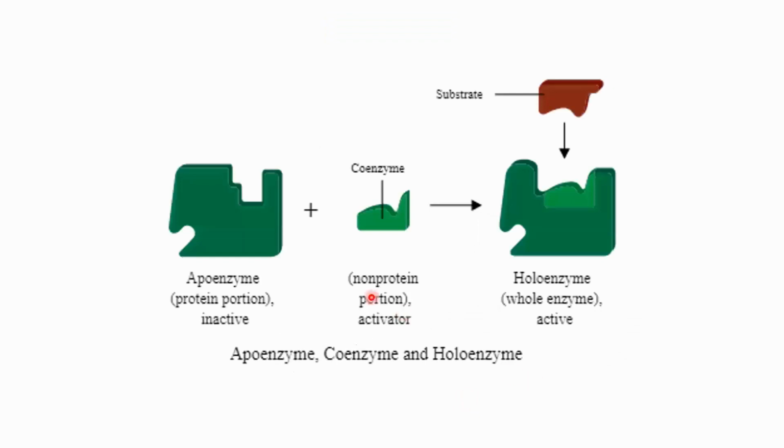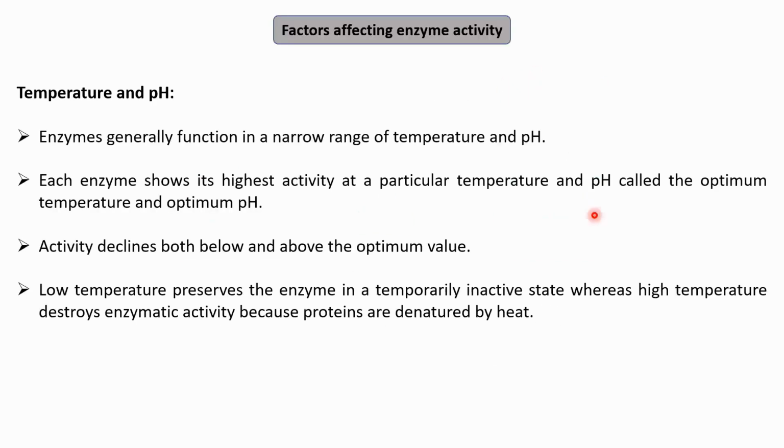So basically, the apoenzyme is the protein portion, which is inactive, while the non-protein portion, the coenzyme, acts as an activator. When the protein portion interacts with the non-protein portion, it results in the holoenzyme, which is the whole enzyme, in the active form. The substrate then interacts with the holoenzyme, and this holoenzyme catalyzes the reaction.